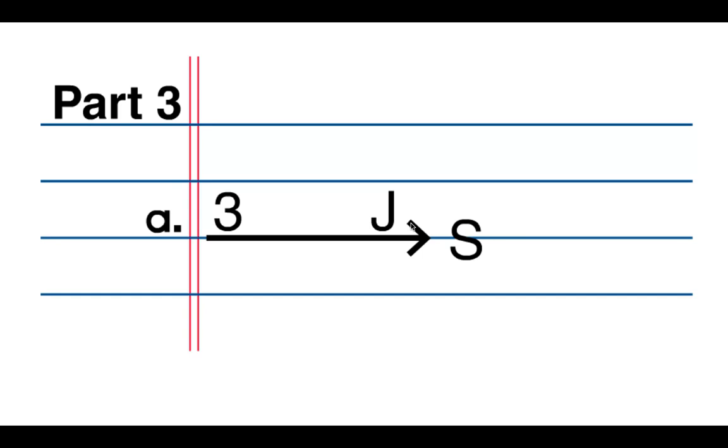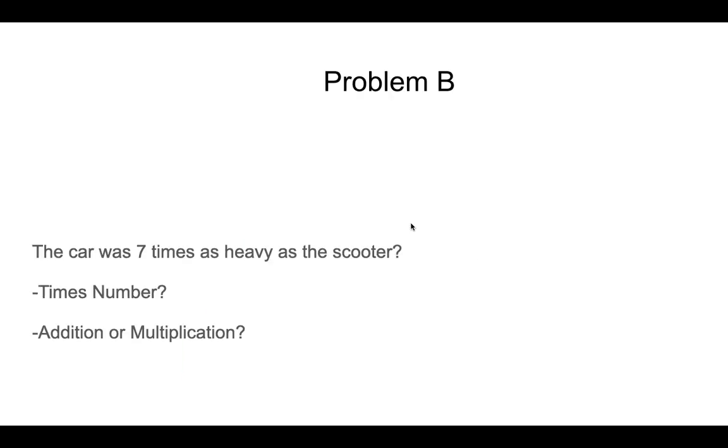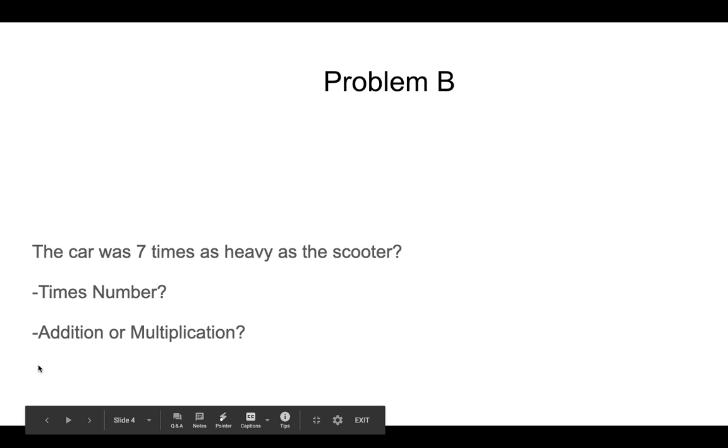All right, let's try our next sentence. Problem B. The car was 7 times as heavy as the scooter. All right, does this sentence have a times number? Yes, it does. What is the times number in the sentence? The times number is 7. Since you have a times number, is this an addition sentence or a multiplication sentence? Because it has a times number, it is a multiplication sentence.